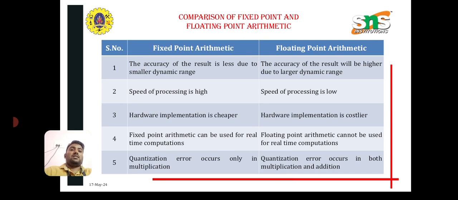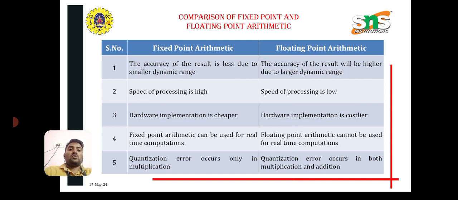Okay, this is the difference between floating point and fixed point arithmetic. In fixed point arithmetic, accuracy is less due to smaller dynamic range, whereas in floating point, accuracy is higher due to larger dynamic range. In fixed point, the speed of processing is high, and the speed of processing is low in floating point. Hardware implementation is cheaper in fixed point, whereas floating point hardware implementation is costly.